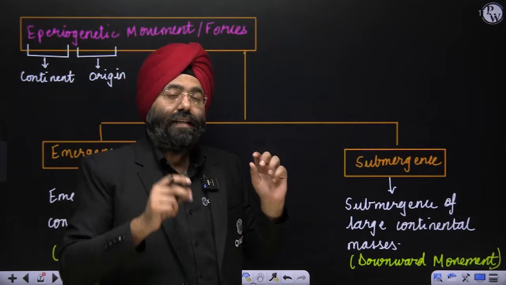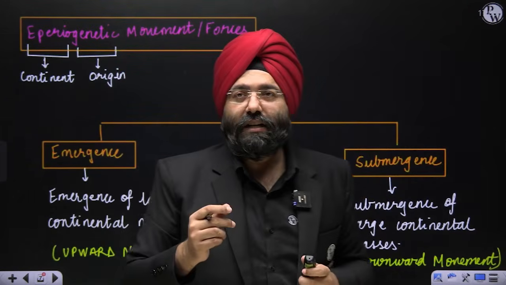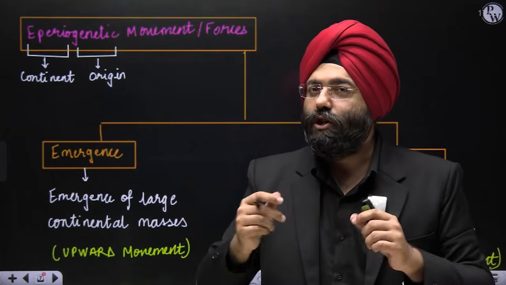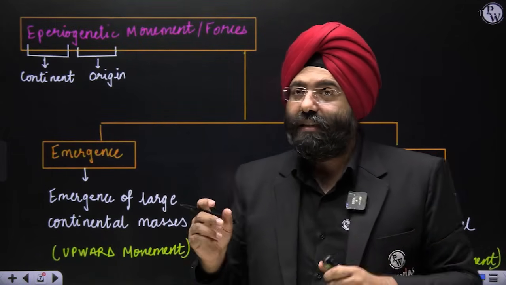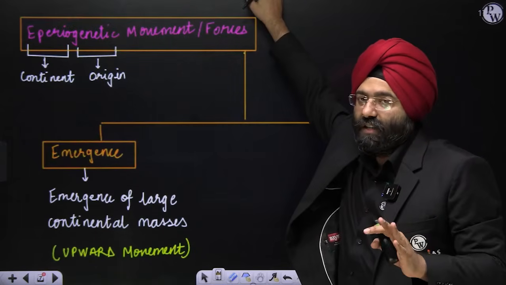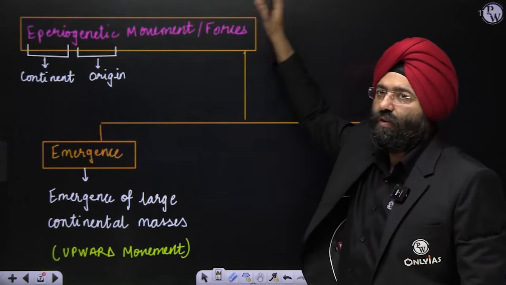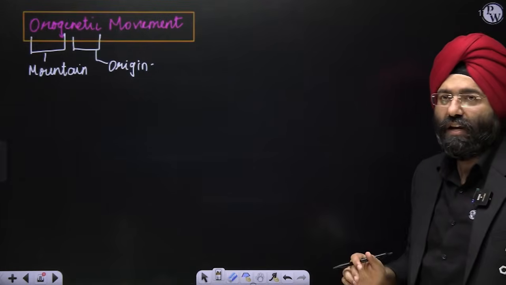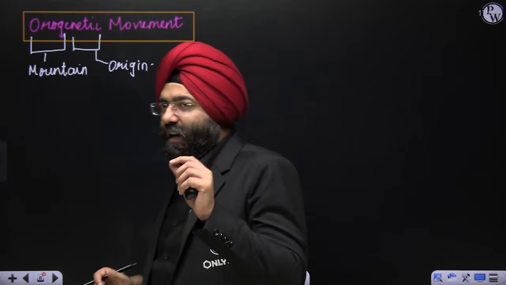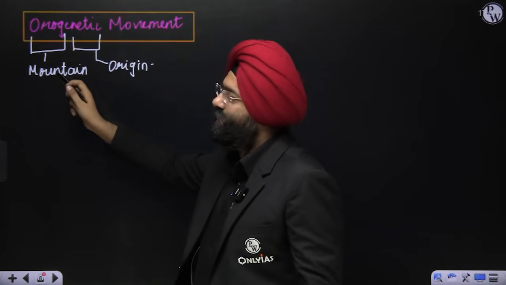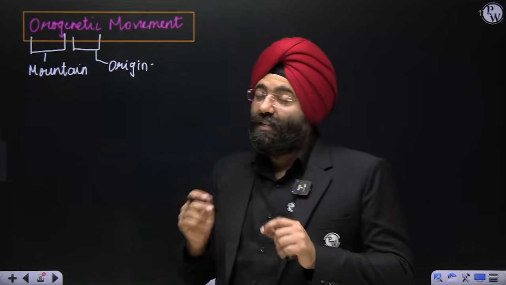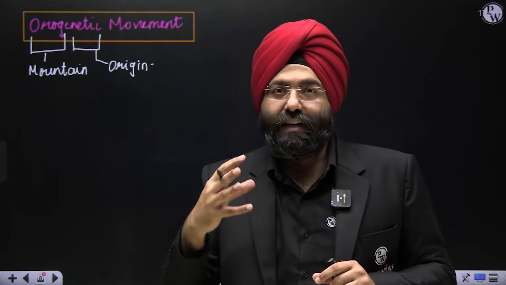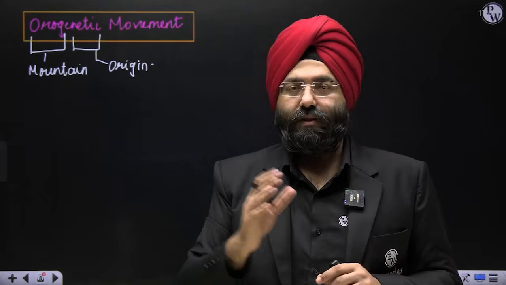So, whenever we talk about the epeirogenetic movement of forces, we are talking about very huge land masses, continental size. That is why this is again a very time-taking process. Now, this is epeirogenetic movement. If we move on to the other part, orogenetic movement. Now, please understand, orogen basically means mountain, genetic means origin.